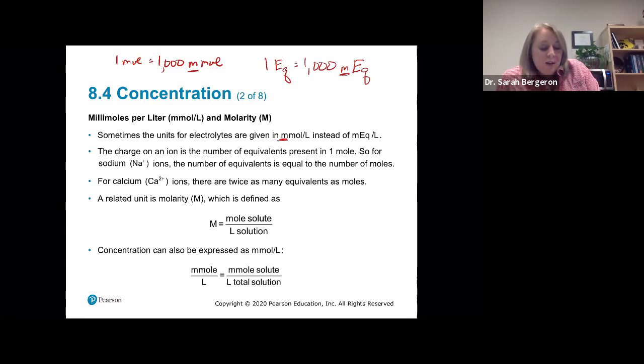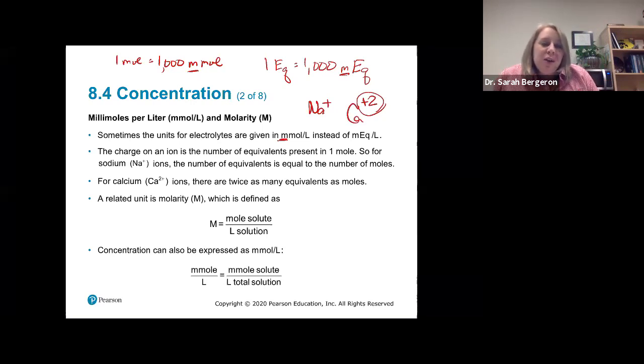So remember, when you're expressing this, the charge on the ion matters. If we're sodium, plus, the charge on the ion is the number of equivalents present in 1 mole. So for sodium, the number of equivalents is equal to the number of moles. But for something that is a +2, the number of equivalents is going to be the number of moles multiplied by 2. I'll show you some examples. Their example here is calcium, right?